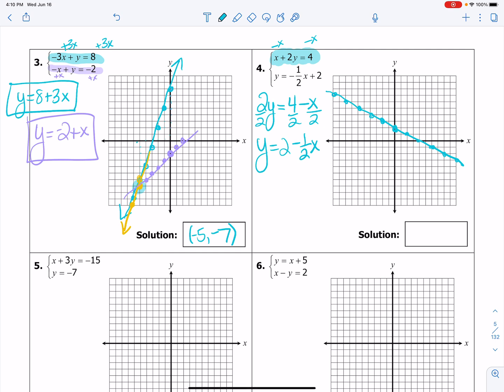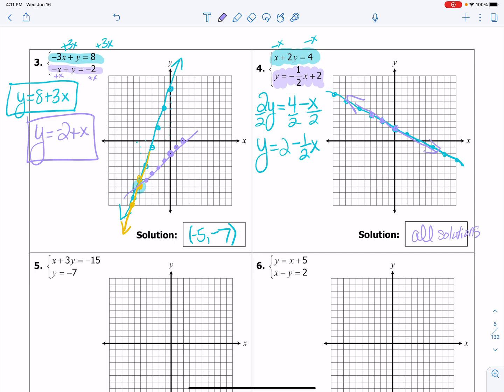Okay. Now the other one, I'm going to use purple. The other one is already solved, so I don't have to do any work on that one. And I go to 2, and my slope is up 1, back 2, up 1, back 2. Wait a minute. So these are the exact same line, so I'm going to say all solutions. Okay, so if they're the exact same line, you're going to say all solutions.